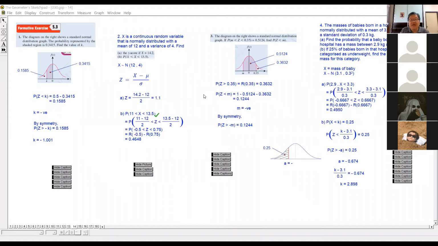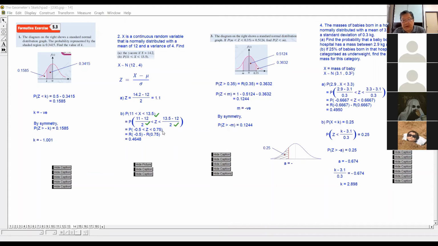11, I have to convert to the z score using the formula: 11 minus 12 divided by 2. 13.5, I have to change to the z score: 13.5 minus 12 divided by 2. So finally, I have probability of z between negative 0.5 and positive 0.75. So this is a problem of, given the z-score, find probability.